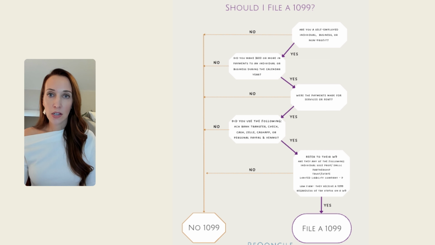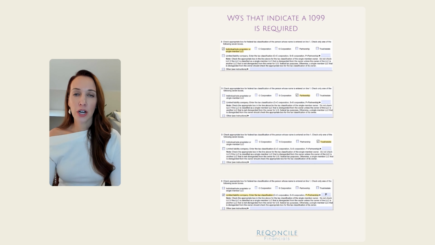So the next thing we're going to do is take a look at some examples of W-9s and then determine, based on what the W-9s look like, whether or not we need to file a Form 1099, assuming that all of the other situations in this flowchart are yes. Then we just need to determine whether or not, based on their W-9, we should send a 1099. In addition to the flowchart that I've created for all of you, I also added an additional resource to help you determine, based on looking at a W-9, whether or not the 1099 is needed.